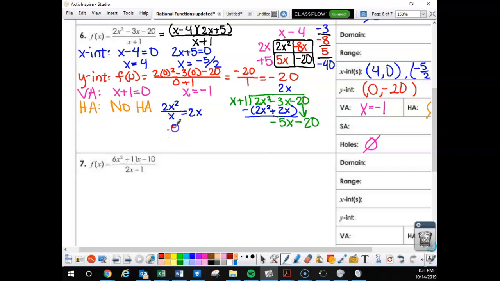And I have to do negative 5x divided by x. So that leaves me negative 5. Negative 5 times x is negative 5x. Negative 5 times 1, negative 5. Here I end up with 0, which is what I want. Negative 20 plus 5 is negative 15. So the equation of my slant asymptote is y equals 2x minus 5.